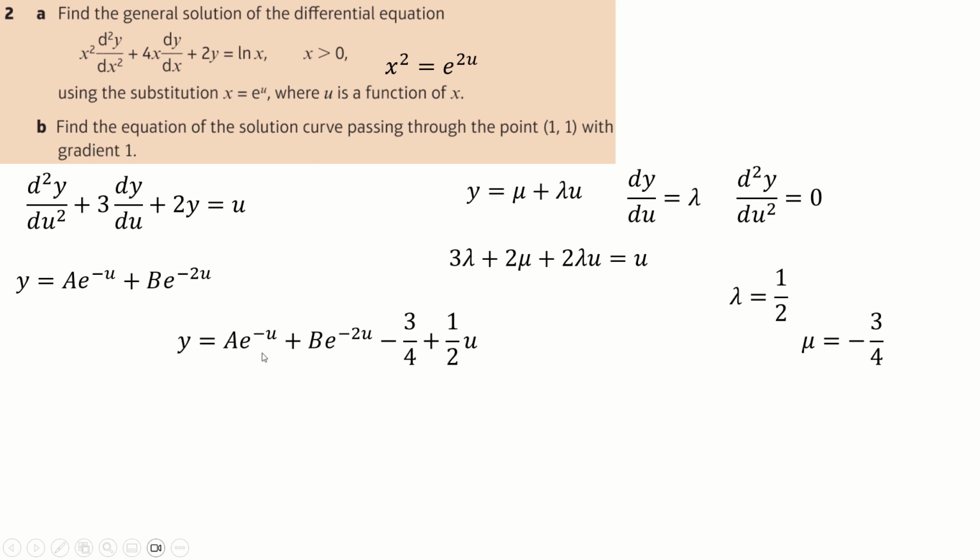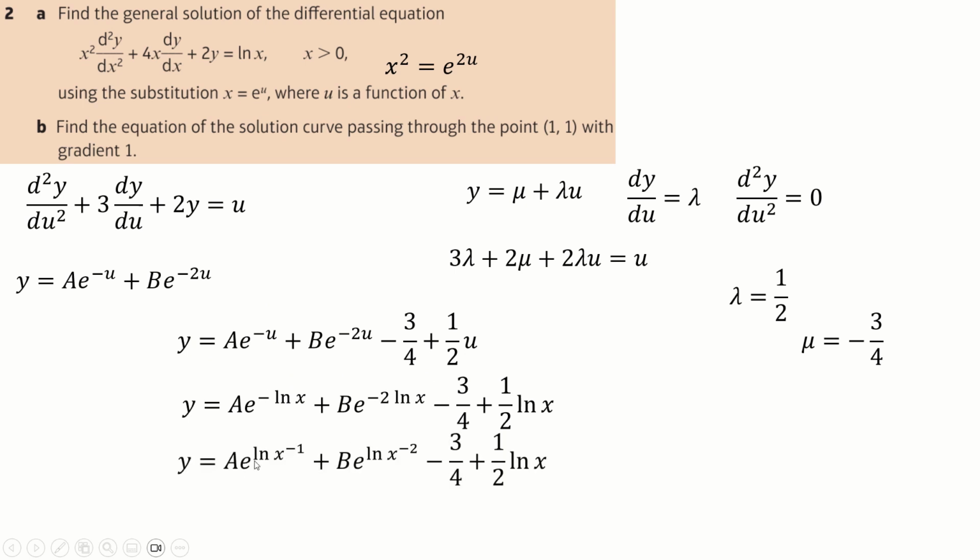But that's not too bad, because the original thing was y in terms of x, right? So we can replace this u with log of x here, here, and here. And now put this minus 1 up to the top here using the power law for logs, and same for this minus 2. And now the e and the log can cancel each other out. And we'll just get a x to the minus 1, which can be written as a over x, I guess, and b x to the minus 2, which is b over x squared, I guess. And this will be our answer.